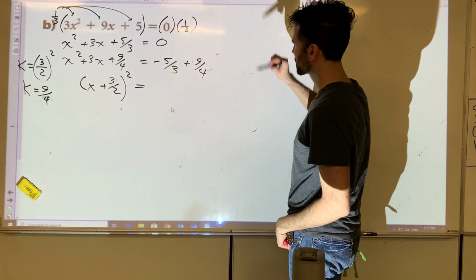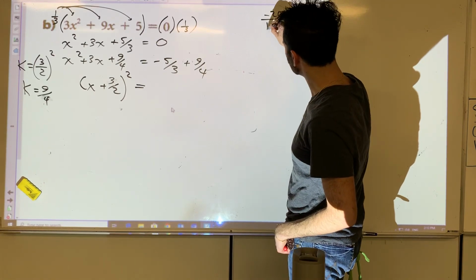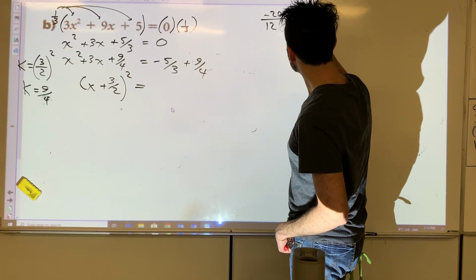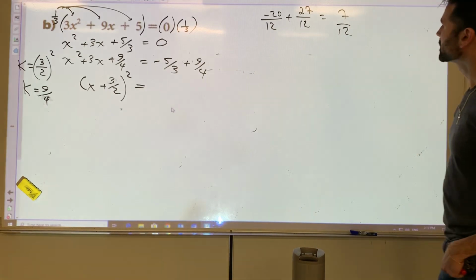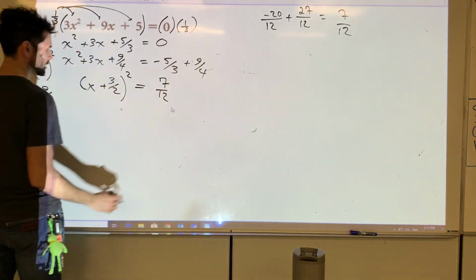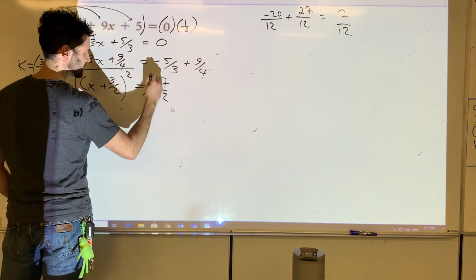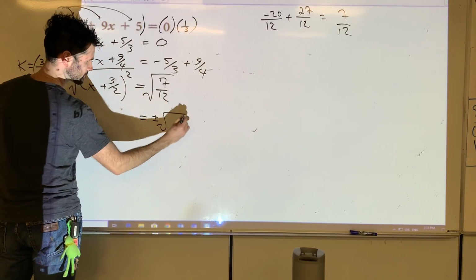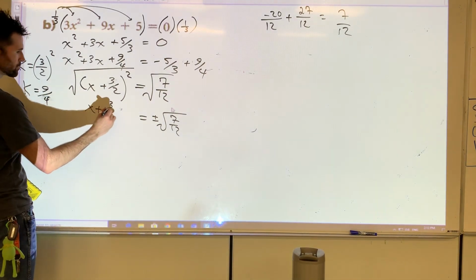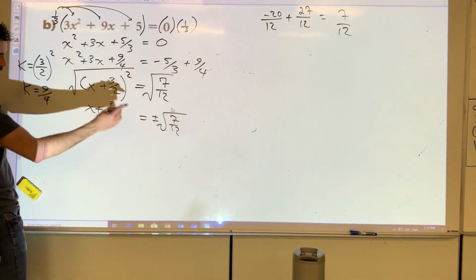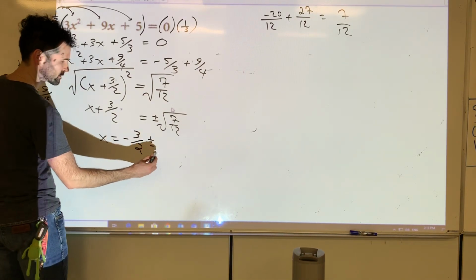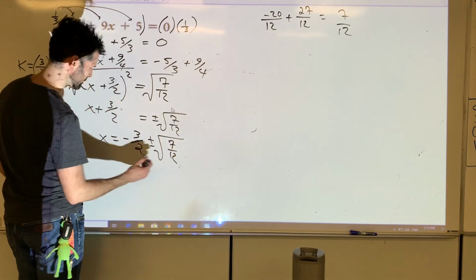So this one I multiply by 4 over 4. So I get negative 20 over 12. Plus, this one I need to multiply by 3 over 3. So I get 27 over 12. So I get 7 over 12. So I needed to do that so I could figure out what I write here. Now you can square root both sides, square root the fraction. Here's the good news, you don't need to reduce it. So you just have the plus or minus square root of 7 over 12 equals x plus 3 halves. Move the 3 halves over there. Your final answer is x equals negative 3 halves plus or minus the square root of 7 over 12.